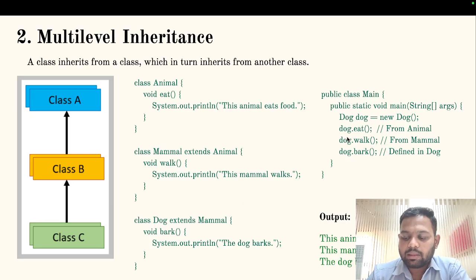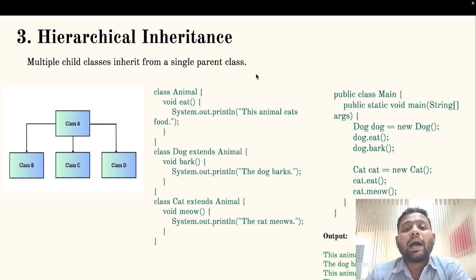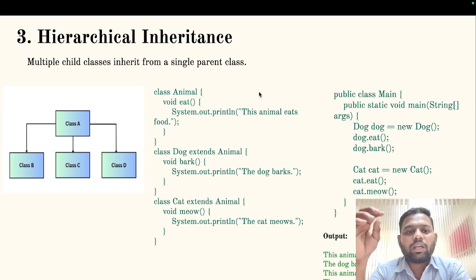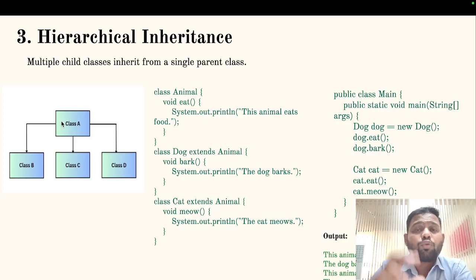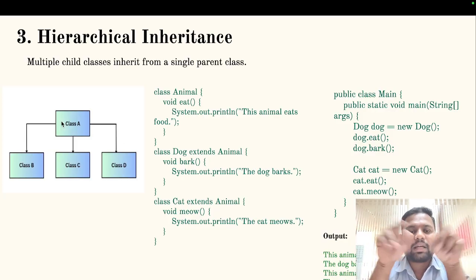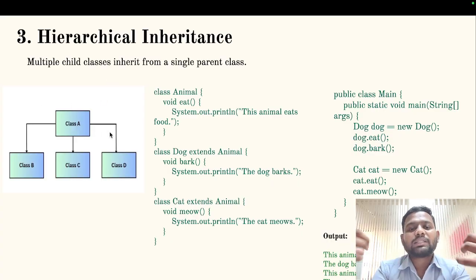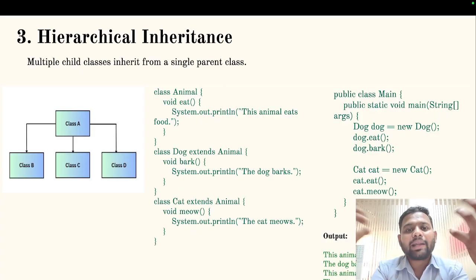Then next and last inheritance type: multiple child classes inherited from a single parent. It is called hierarchical inheritance. Just like a tree, if you see here, from one stem we can have multiple branches. Like that, from one class we can have multiple subclasses or multiple child classes. This is called hierarchical inheritance.